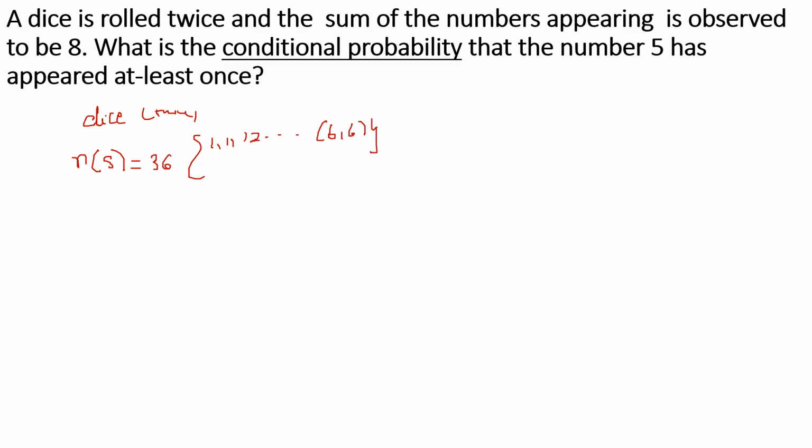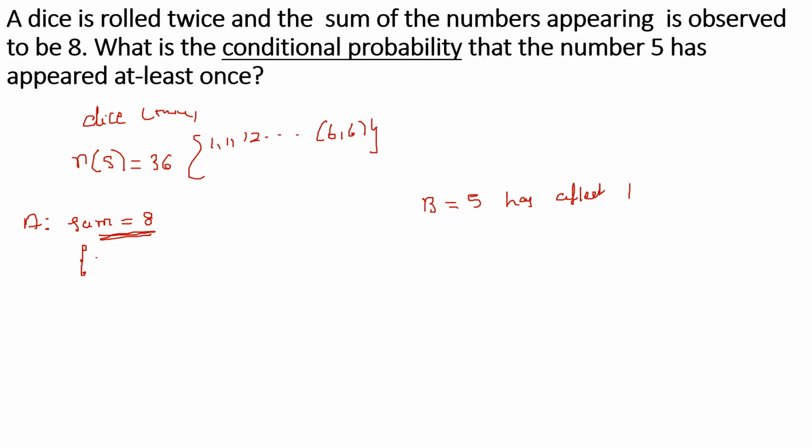So we have two events here. Event A says that the sum of the numbers should be equal to 8. Event B is that the number 5 has appeared at least once. Here, probability of A is given, it is given that the sum 8 has appeared. So what are the possible outcomes of 8?